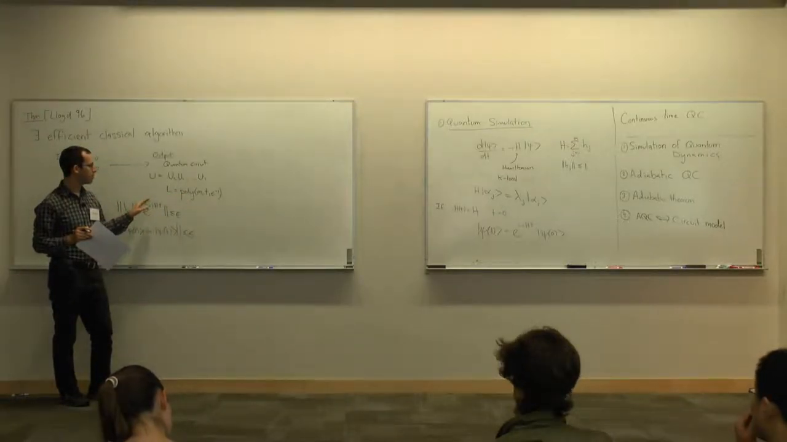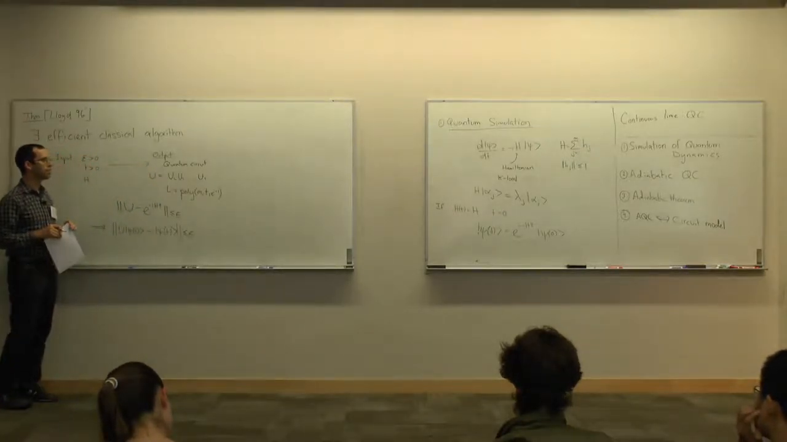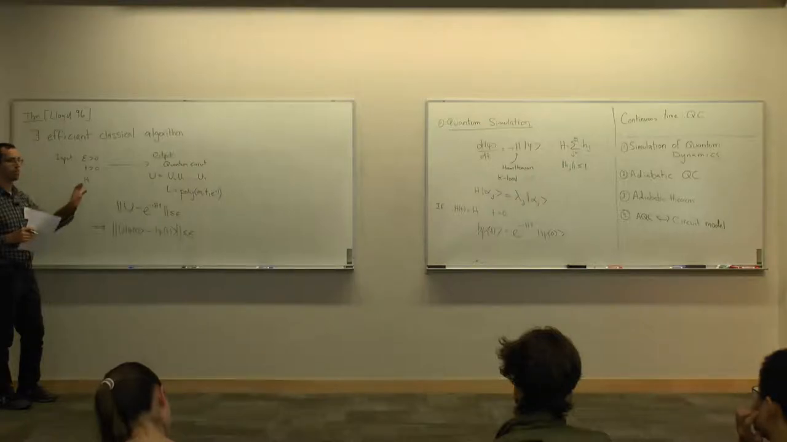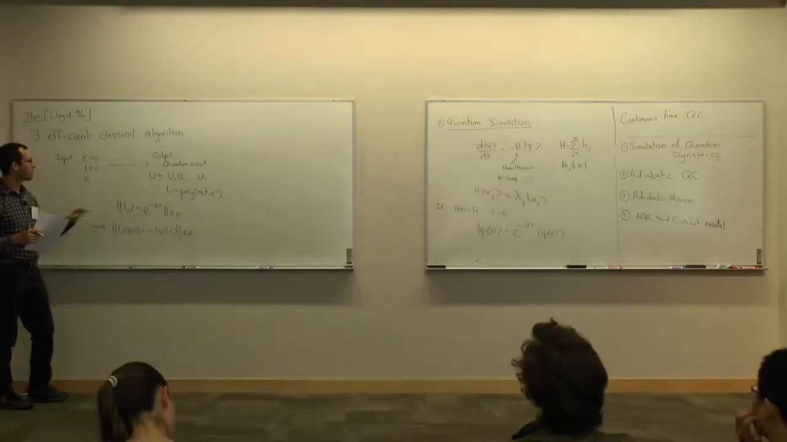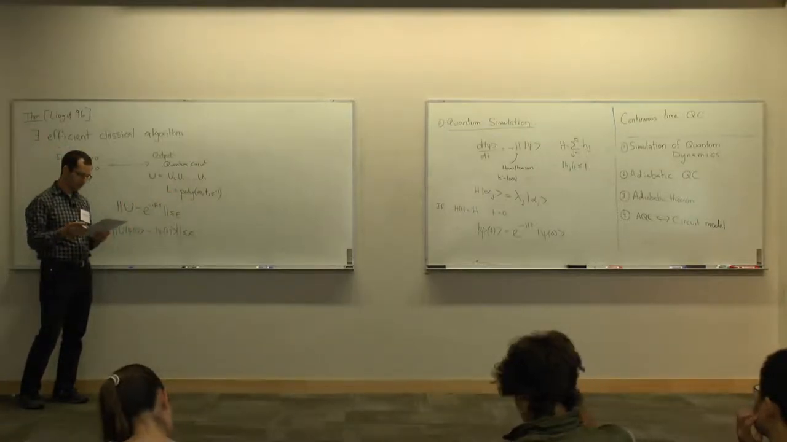But the point is that this is enough to show that a gate model quantum computer can simulate a local Hamiltonian, but the complexity of that simulation has been improved over what I'll show you.